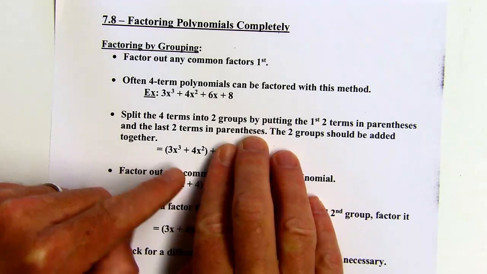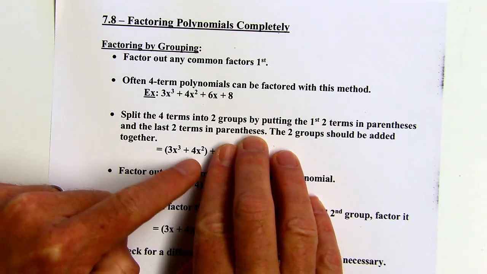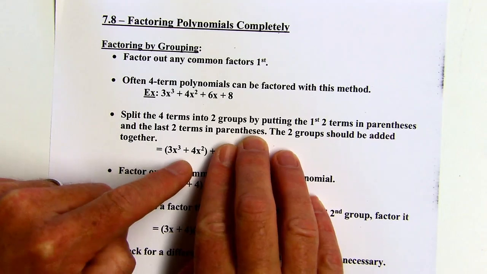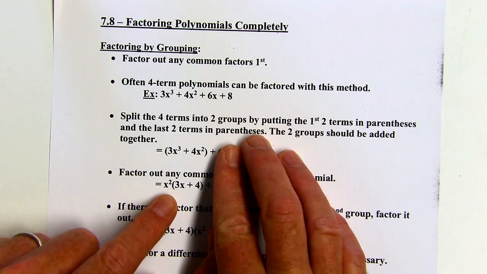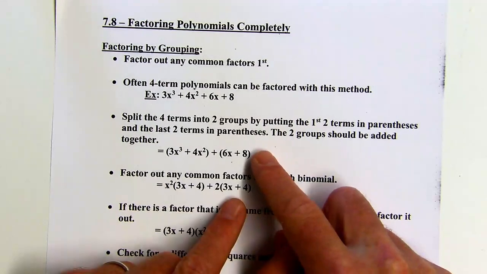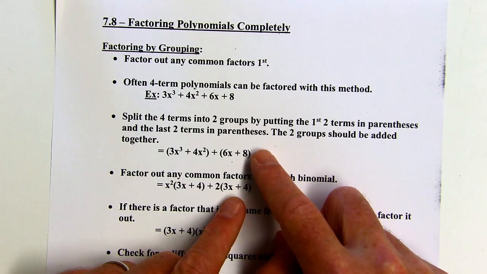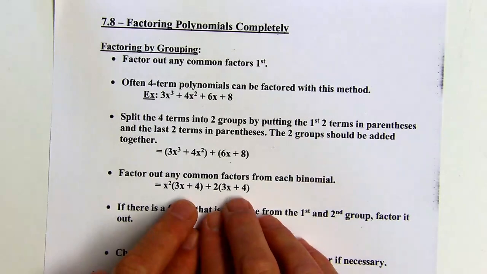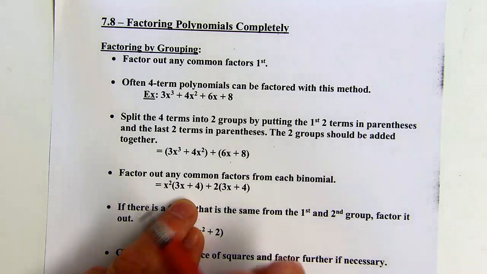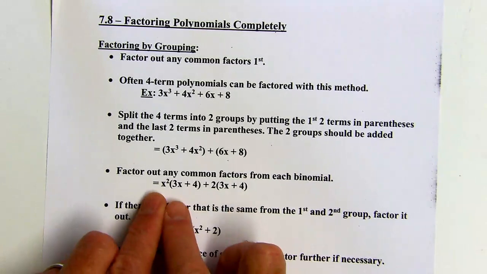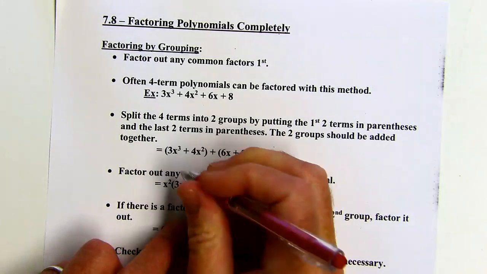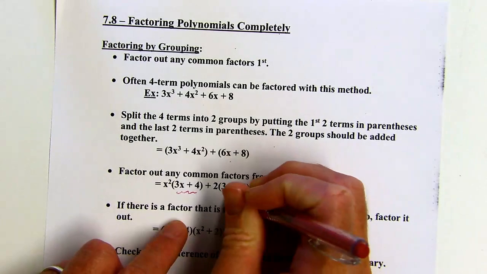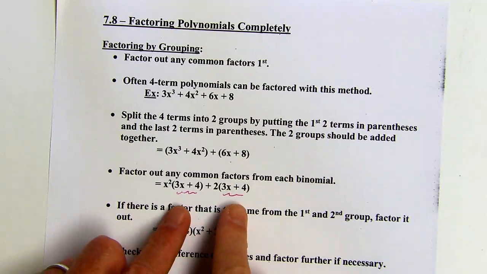This first group does have a common factor because they both have x's, right? So that means I could factor an x squared out of this group, and that's what's happened right there, okay? And then the second group, these are both even numbers, so you could factor a 2 out of these, okay? Now once you've factored the x squared out of the first group and the 2 out of the second group, you might notice that you have 3x plus 4 in both places, okay?